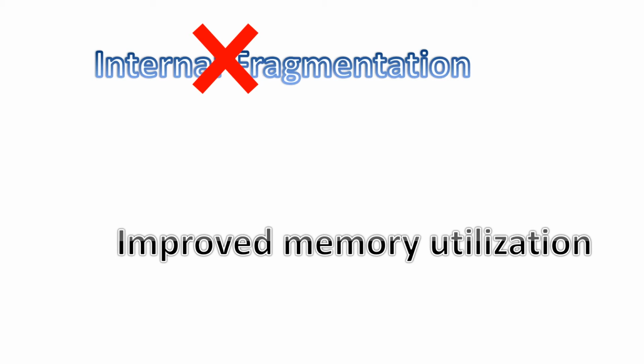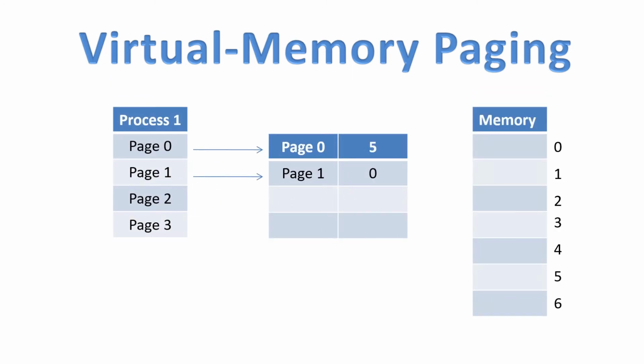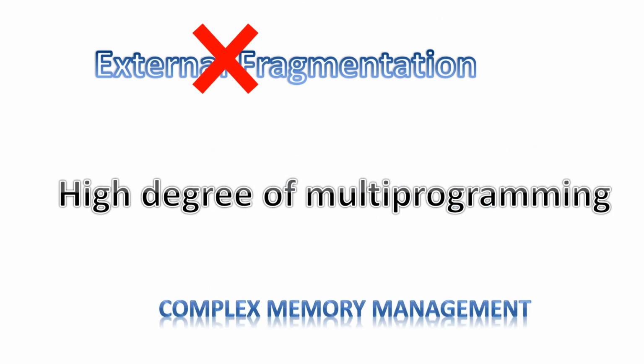Fifth technique is virtual memory paging. As with simple paging, except that it is not necessary to load all of the pages of a process. Non-resident pages that are needed are brought in later automatically. Consequently, there is no external fragmentation and a higher degree of multiprogramming with a large virtual address space. On the other hand, it includes the overhead of complex memory management.